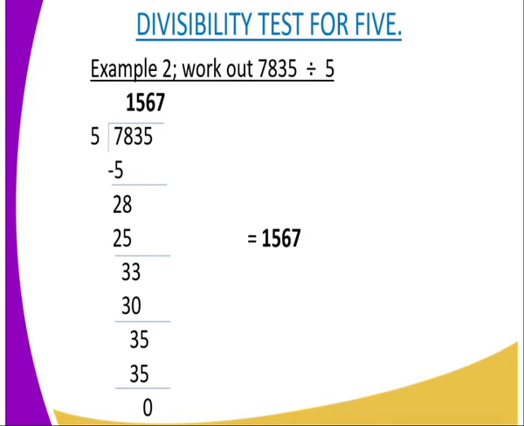We can look at 7835, we divide it by 5. And the last digit is 5, so that automatically guarantees that our number is divisible by 5. But we can test that by the long method division, whereby when we divide, we are going to get 1567.